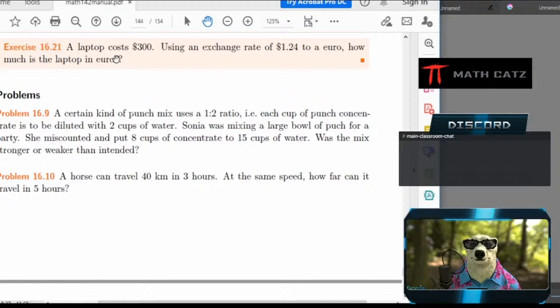1621. A laptop costs $300. Using an exchange rate of $1.24 to a euro, how much is the laptop in euros?